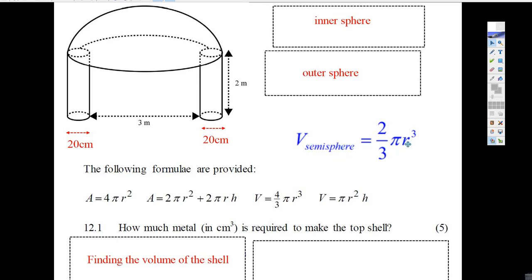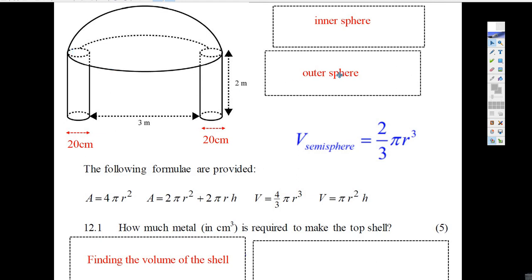Well, to use this formula, we're going to need the radius. How much is the radius of this whole sphere on the outside, the big one? Well, if the radius of these cylinders is 10 centimeters, look at this picture. It's 3 meters plus 0.2 meters and 0.2 meters, 20 centimeters. It's 3 meters plus 40 centimeters. This whole distance across here must be 3.4 meters.